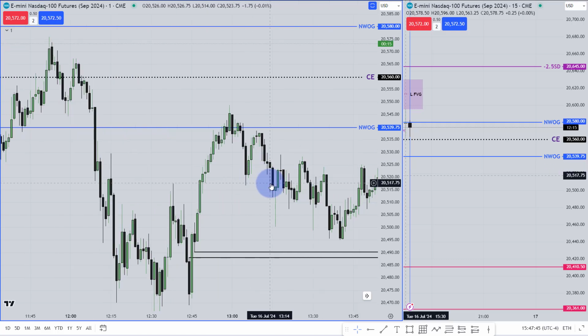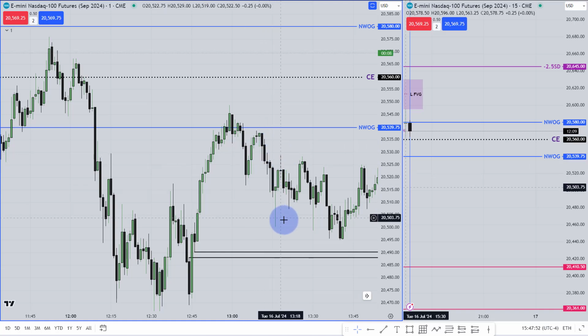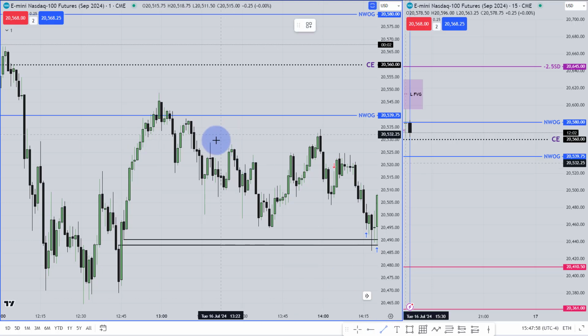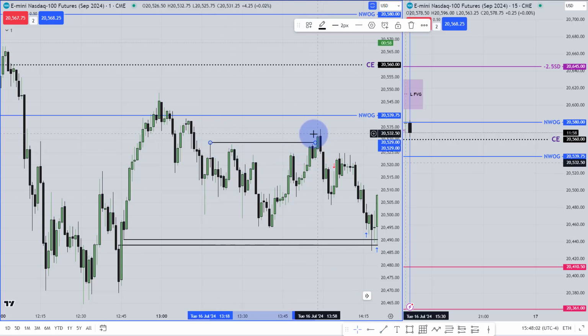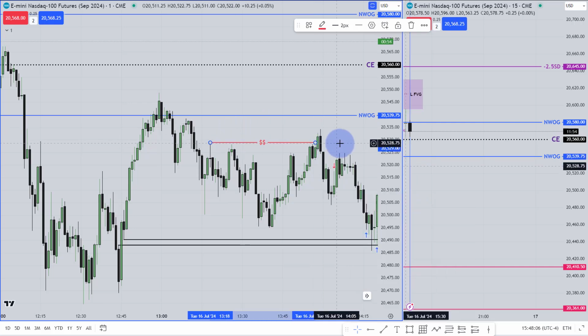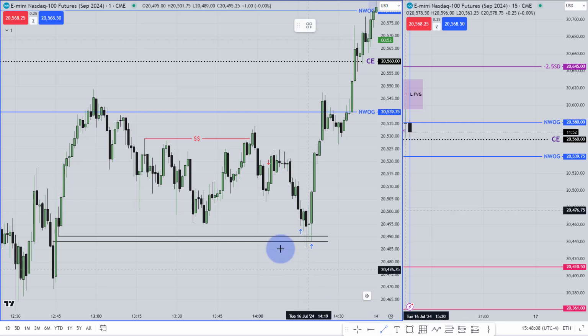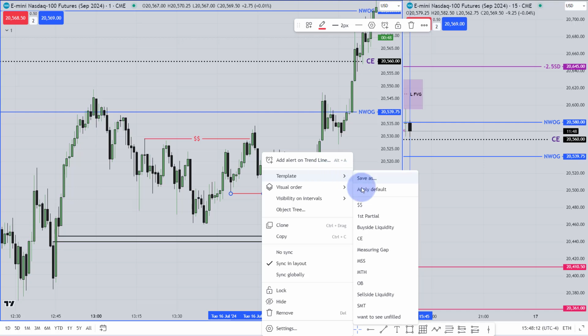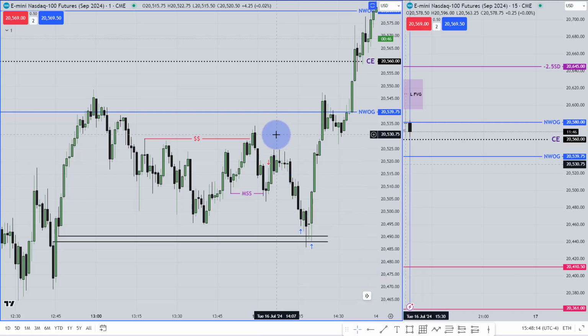Then the market shifted over here again. I saw this market structure shift, but there was no fair value gap, so I was unable to take that sell as well. Then finally the market made relatively equal highs over there. Just look over here, I have these relatively equal highs which have been taken out. The market has taken that sell side liquidity around that area. Then the market gave me a perfect market structure shift here. This was my market structure shift around that area.